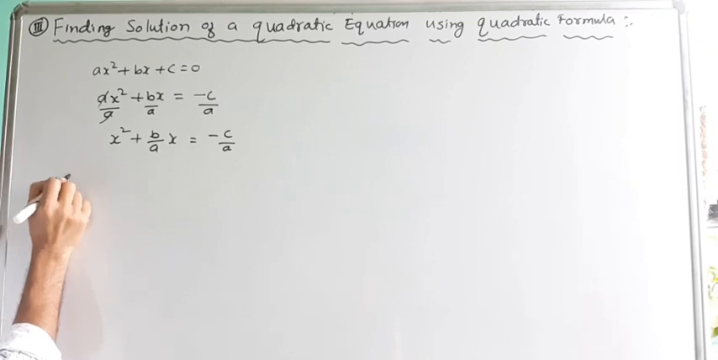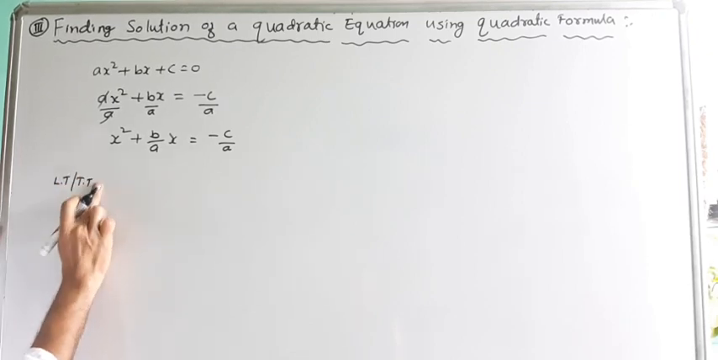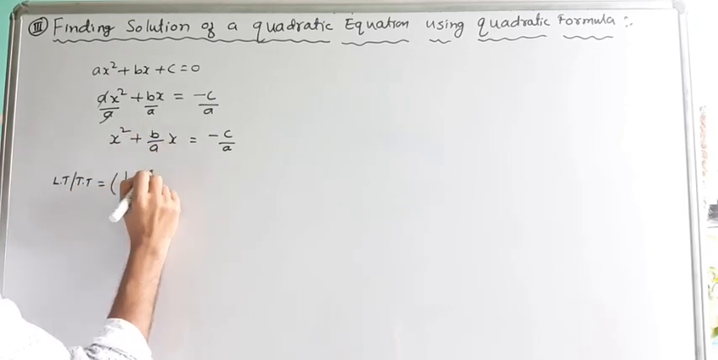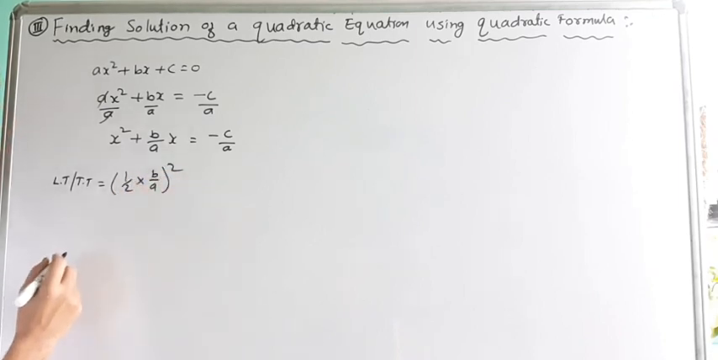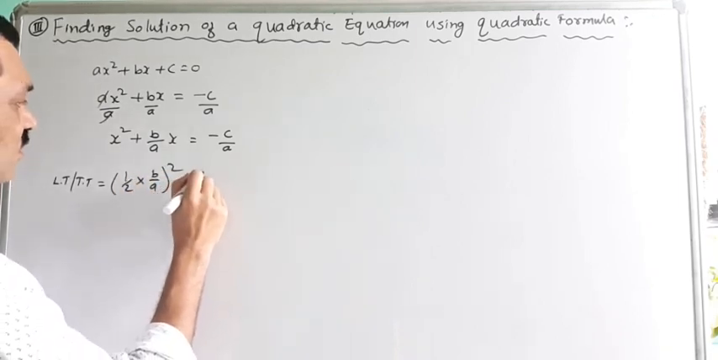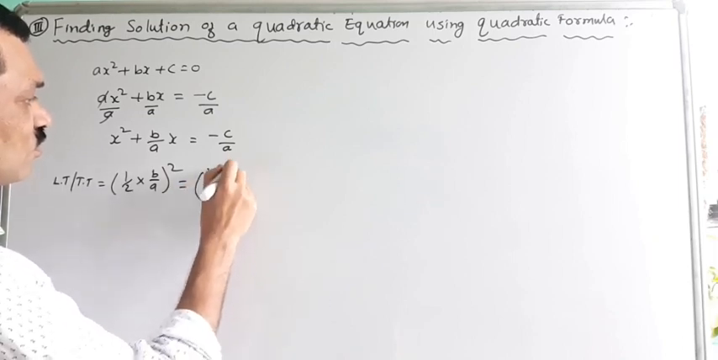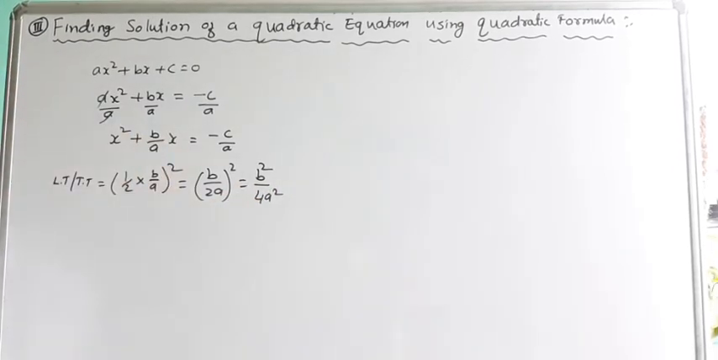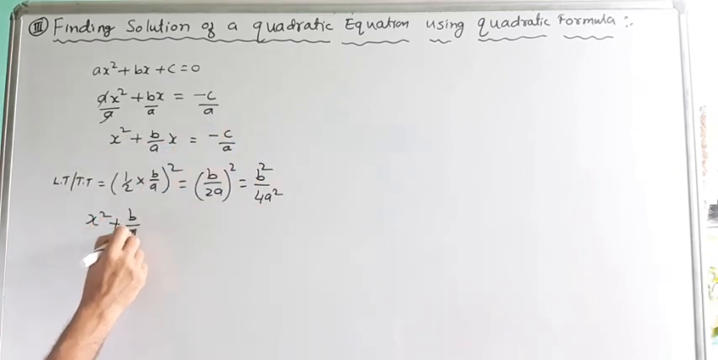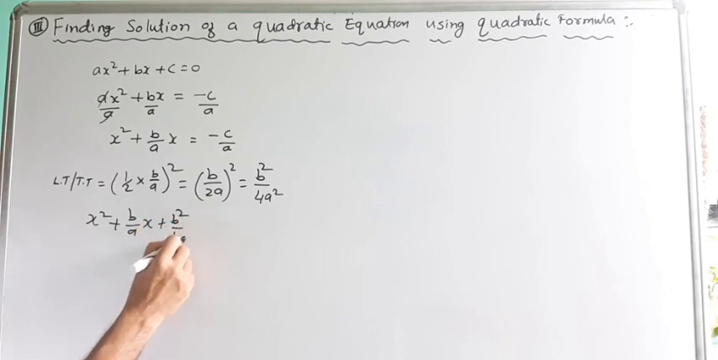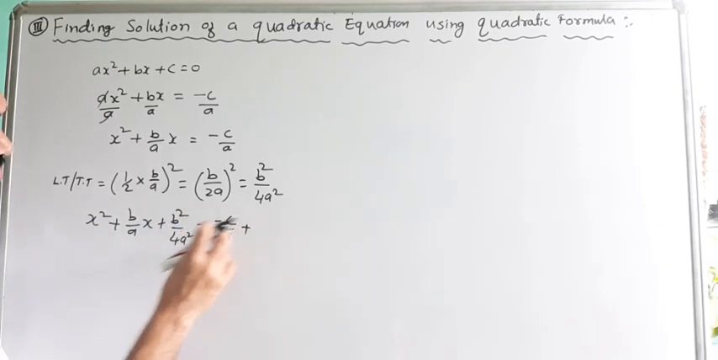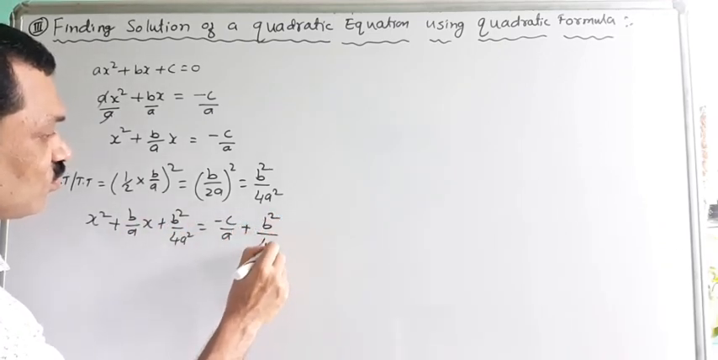Then we find the last term, or third term, which is equal to half into the coefficient of the middle term, b upon a, the whole square, which gives us b upon 2a the whole square, which is equal to b square upon 4a square. So this is our last term. Then we add this last term to both the sides. So x square plus b upon a x plus b square upon 4a square is equal to minus c upon a plus, I am adding this same term to both the sides to balance the equation, b square upon 4a square.